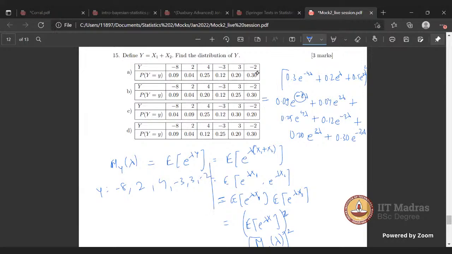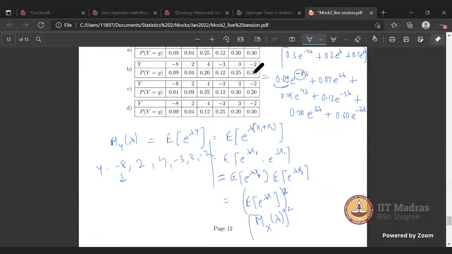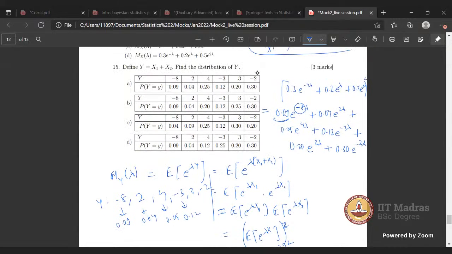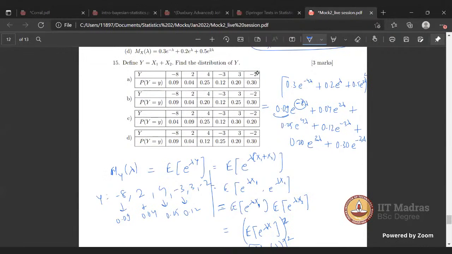And the probabilities corresponding to all these values are 0.09, for 2 it is 0.04, then 0.25, 0.12. I think it is A. Yes, it is A. Okay, ma'am, now I am getting it. Thank you, ma'am. Okay, thank you.